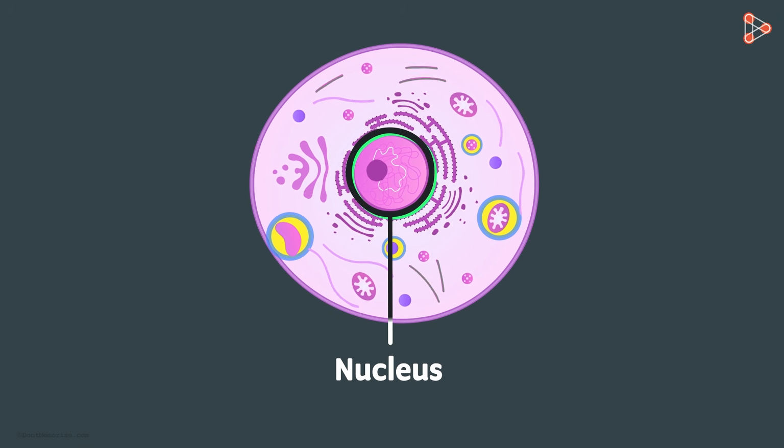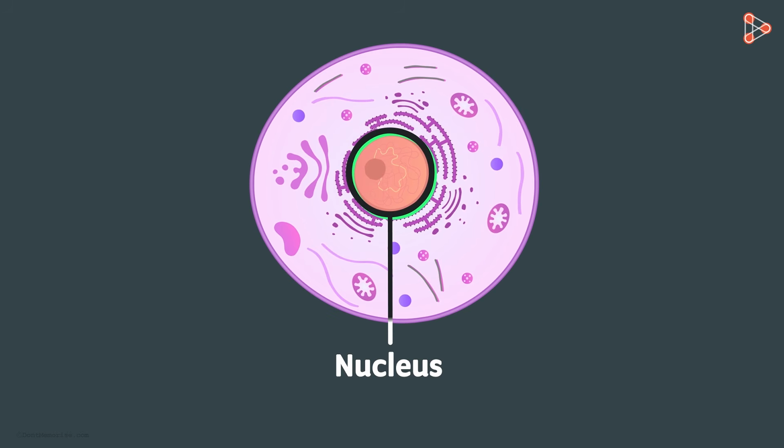But how does it regulate the activities of other organelles? Let's try finding it out in this video. The reason why nucleus is given the status of the major cell organelle is because it contains the genetic material of the organism. Now, what could this genetic material be?